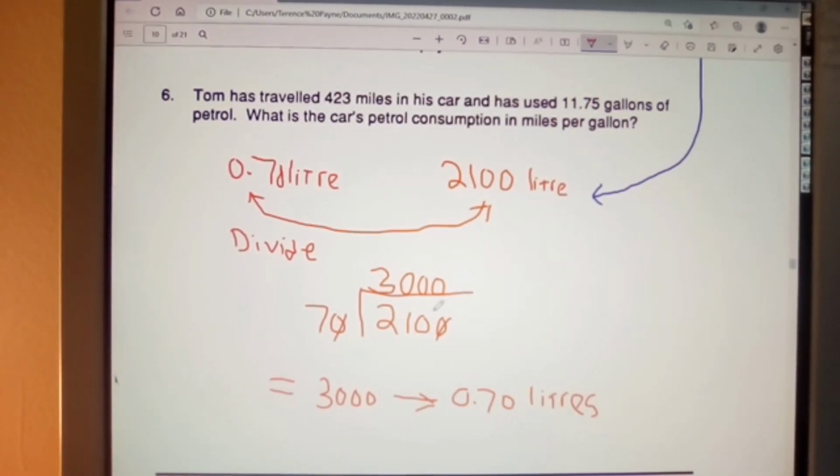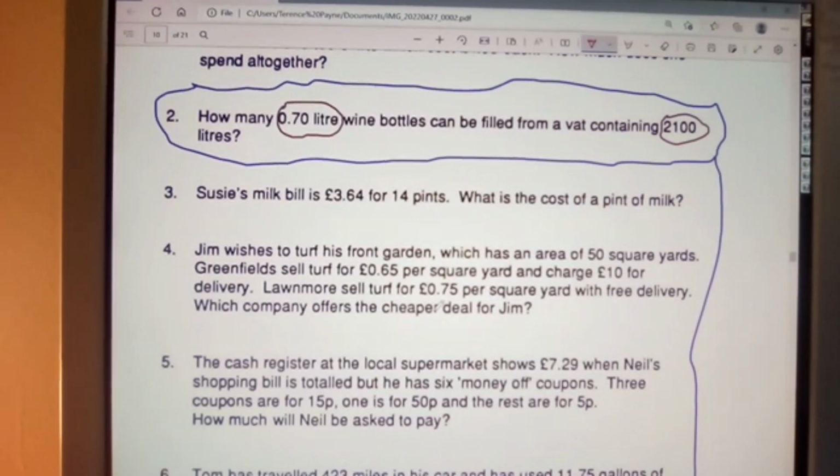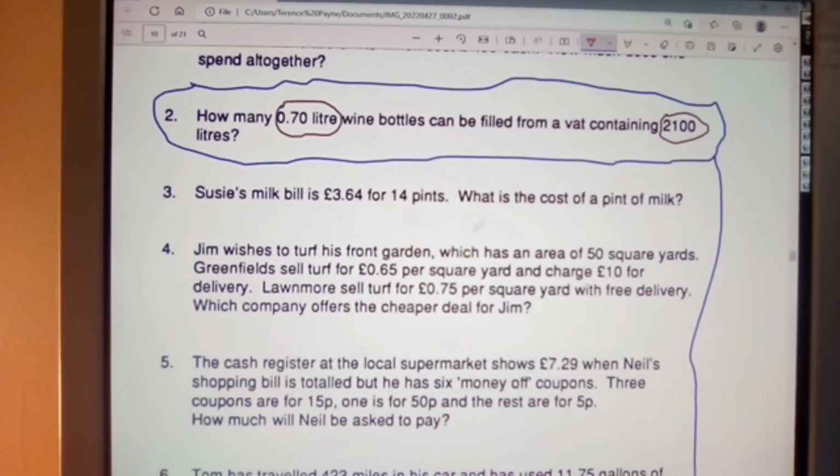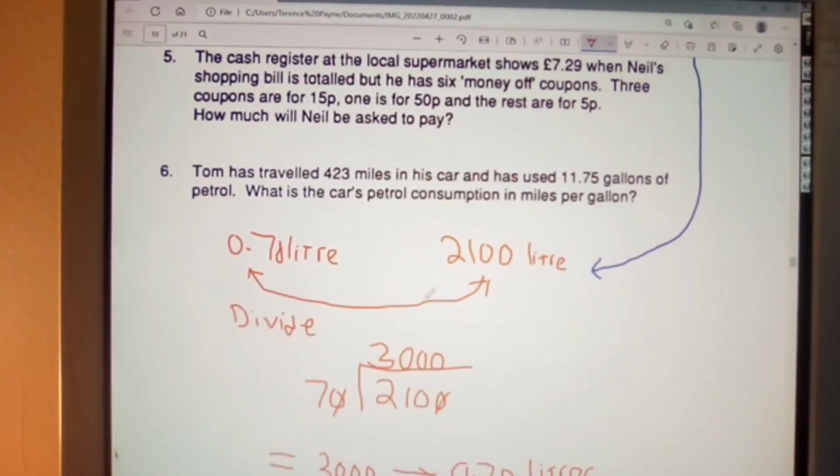But remember to extrapolate the information from here, and look at what we did. We have divided this by this.